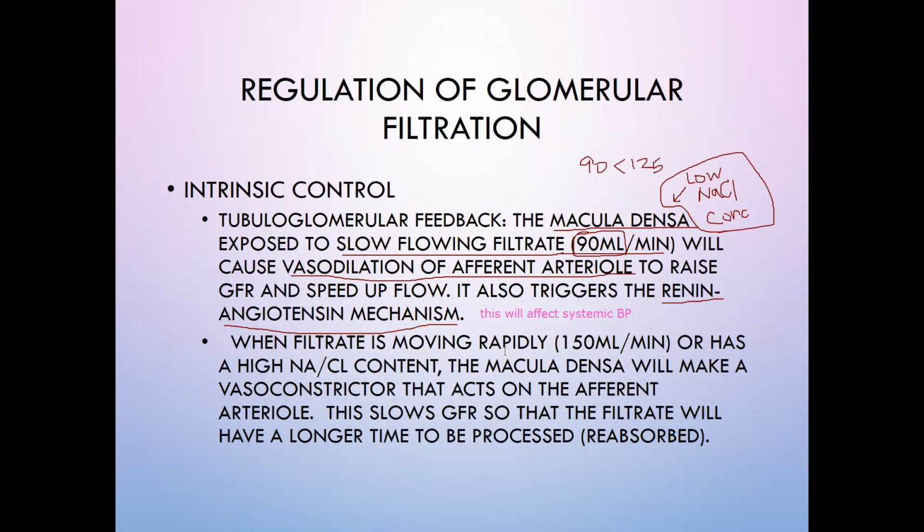So what are we going to do when filtrate is high then? If filtrate is moving rapidly or has a high sodium chloride content, then the macula densa will make a vasoconstrictor for the afferent arteriole. And then this slows GFR so that the filtrate will have a longer time to be processed.